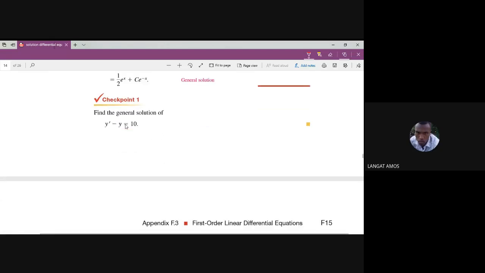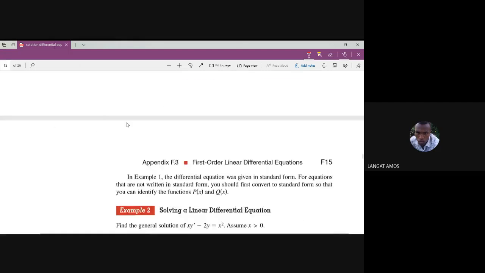Hope everyone has got it. So this is checkpoint one: find the general solution of this one. This is an assignment. We'll come to check on it in the next class. Let's proceed.